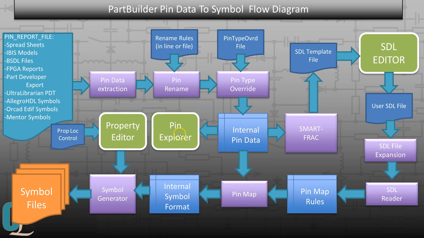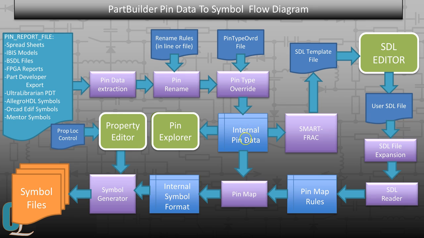So you hit the Get Pin Data button on the GUI, and you end up with this internal pin data. From that point, we can use the Pin Explorer to look at those pins. And if we want, we can change the pin type override, build the pin type override file, and then run back through this first step of the pipeline.